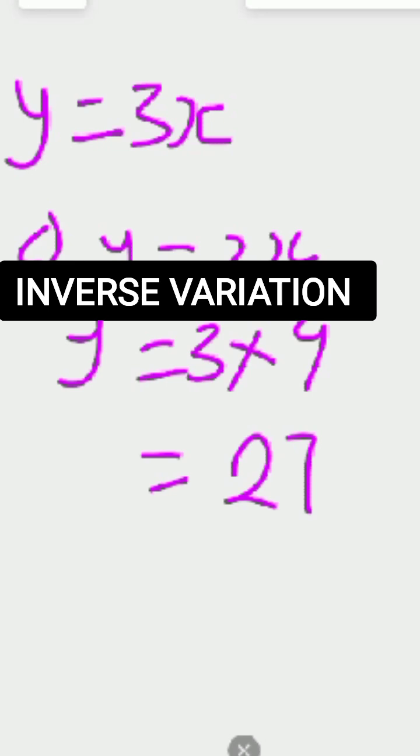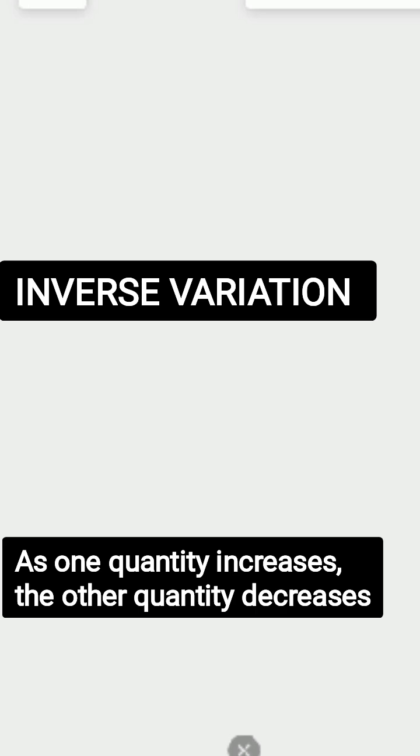Alright, let's look at inverse variation. What do we mean by inverse variation? In inverse variation, as one quantity increases, the other quantity decreases, and vice versa. For instance, when you increase the number of workers on a farmland, the time needed to harvest the crop will decrease. So the more the workers, the less the time they will need to finish harvesting. The fewer the workers, the more the time they will use to harvest.